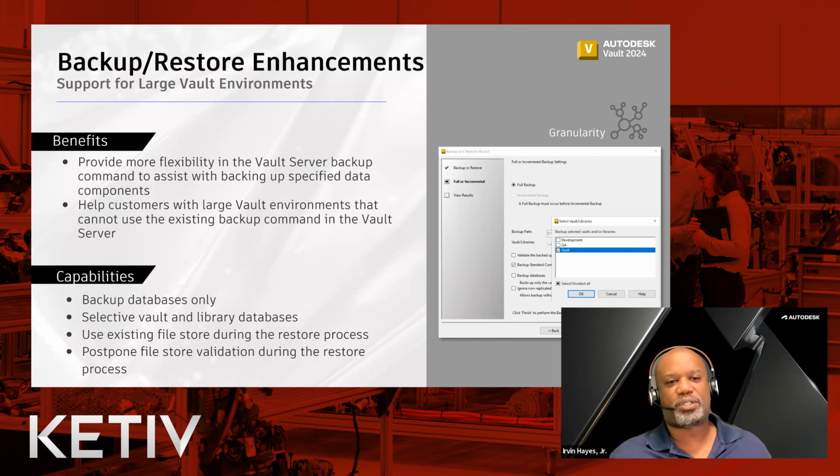Another option is that you can back up not only selective vaults, but you can also select libraries to back up, because you may have the same thing, right? You may have a customized library that you don't want to back up all the time because you're just messing around with it. So it's not important. Let's exclude that from our regular backup routines. You can also not back up the file store.